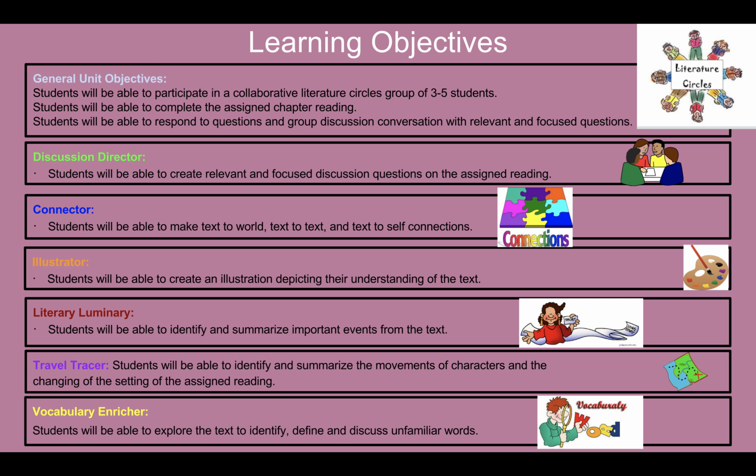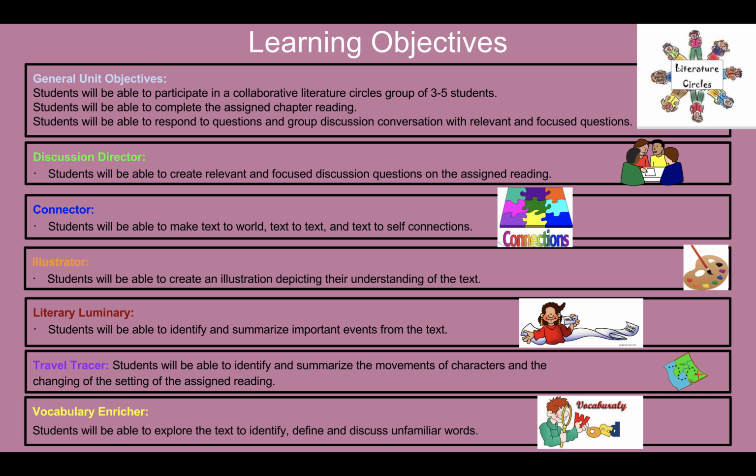Some learning objectives. Listed are the learning objectives for the unit. There are some general learning objectives, as well as each job within a literature circle has its own objectives. So students will be able to participate and collaborate in literature circle groups of 3 to 5 students. They'll be able to complete the assigned chapter reading and respond to questions or group discussion conversations with relevant and focused questions. The discussion director will be able to create relevant and focused questions on the assigned reading.